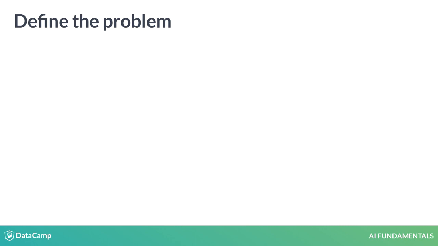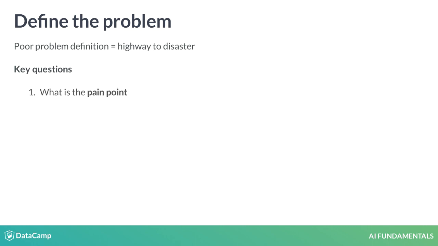The top predictors of failure of AI projects are the lack of a clear problem definition, no value proposition, and no success metric. To minimize the chance of failure, make sure to clearly answer these questions upfront. First, what is the pain point? For example, we want to automate manual repetitive tasks with an AI solution.